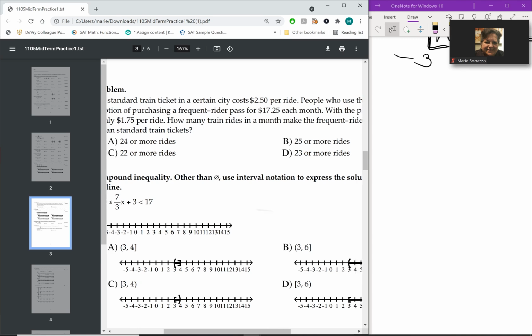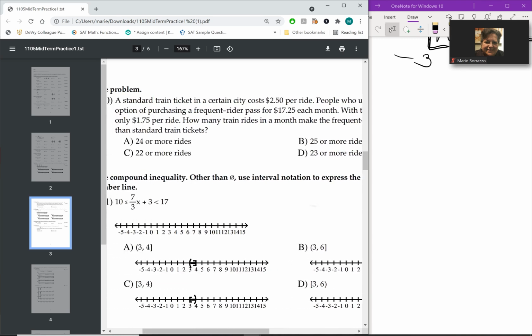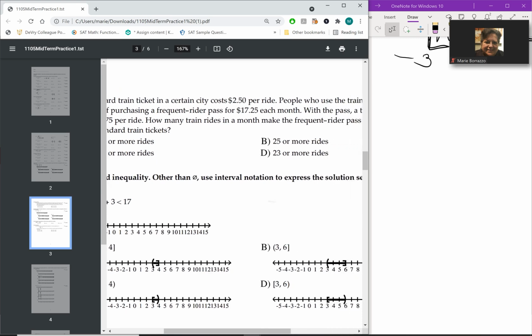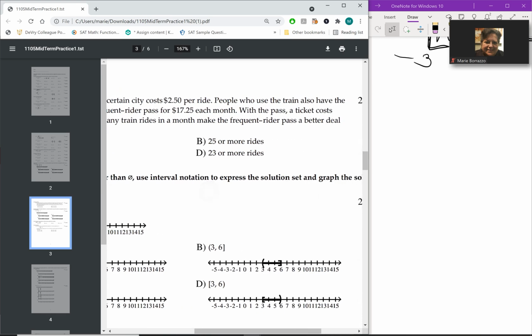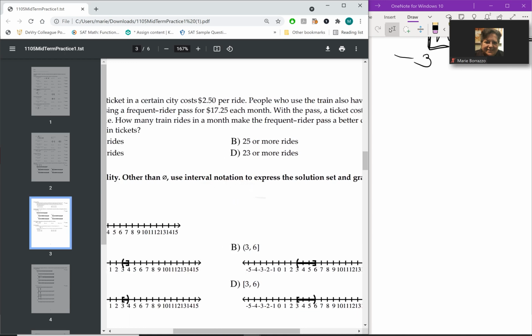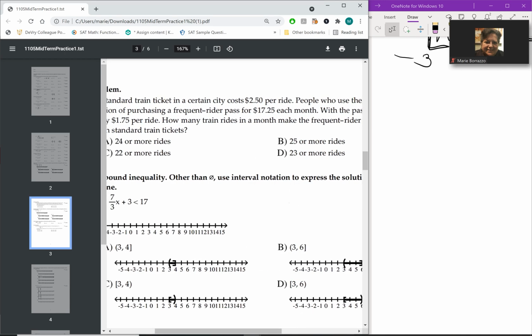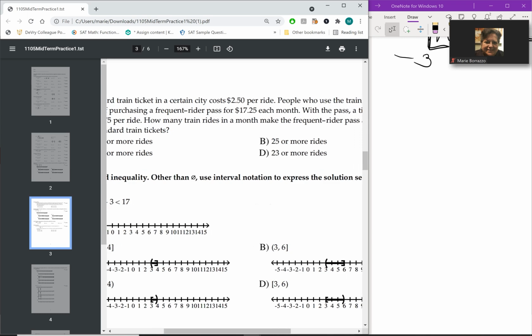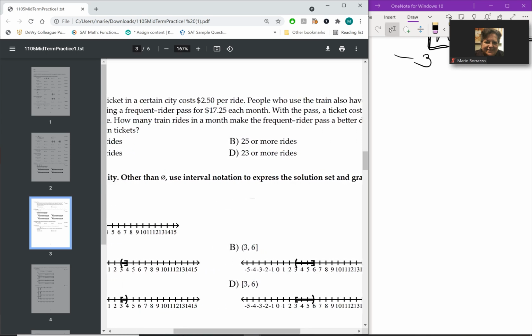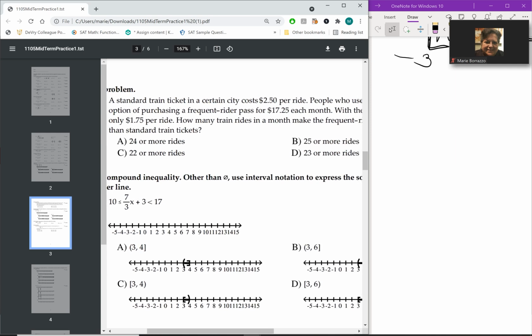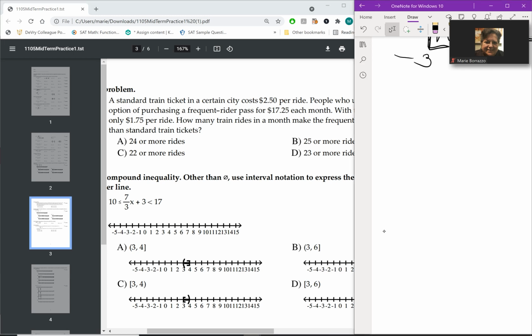So people who use the train also have an option of purchasing a frequent rider pass for $17.25 a month. With the pass, a ticket costs $1.75 per ride. How many train rides in a month can a frequent rider pass be a better deal than the standard train ticket? So what I would do in this case is I would set this up as 1.75n.